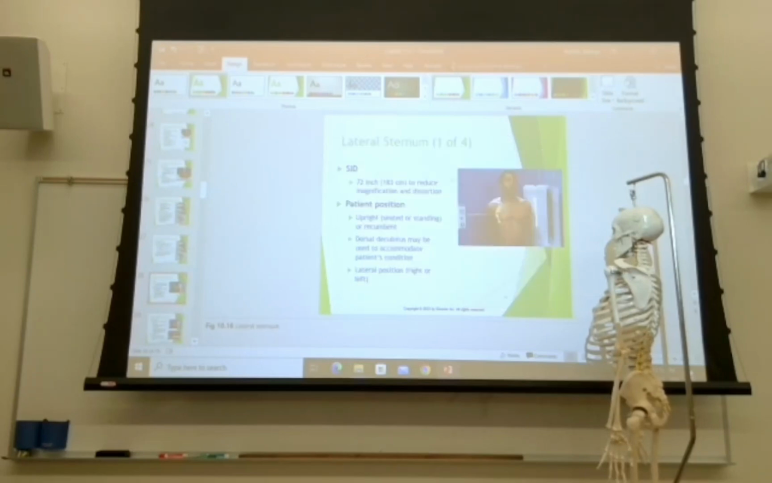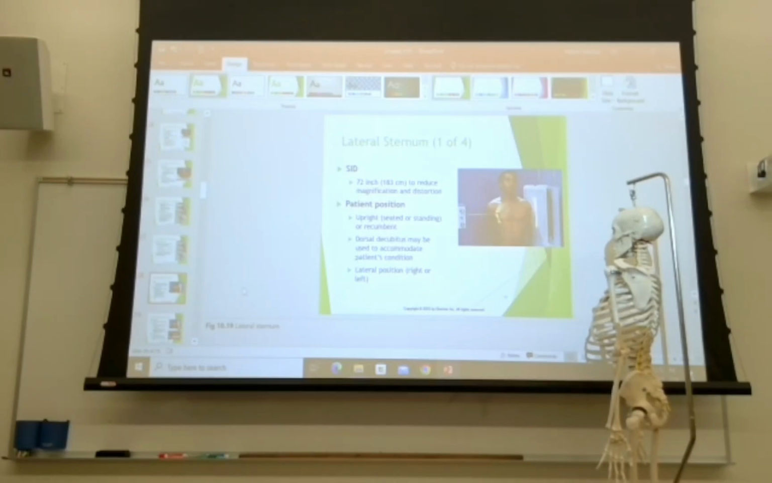So for your lateral, again, you're going to back up 72 inches if you can, as just reduced magnification. The patient could be upright, or they can be dorsal decubitus, meaning laying on their back so that you can shoot them cross table, or you can roll them up on their side. I would really recommend the upright or the dorsal decubitus.